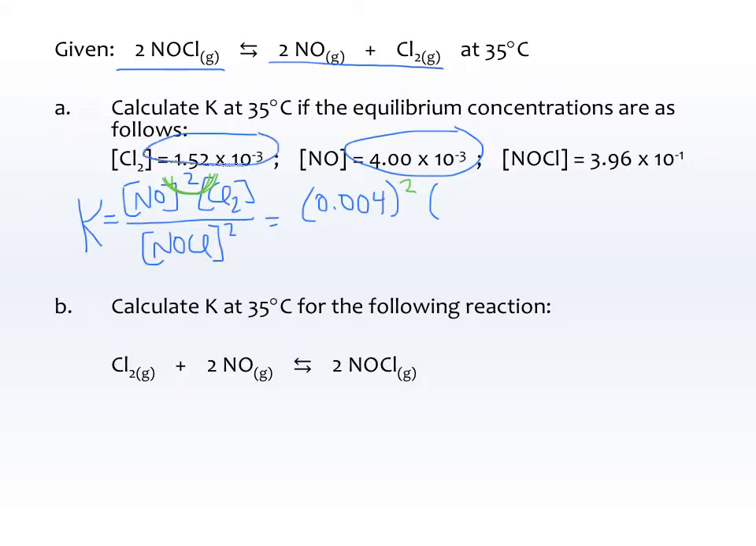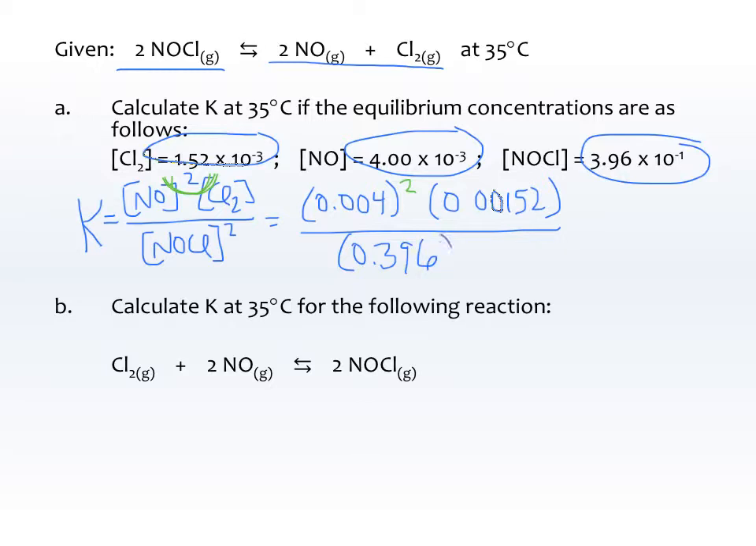1.52 times 10 to the negative 3, 0.00152, and then divided by NOCl squared, 0.396 squared. Don't forget the square. We have a square here, so we need to have a square here. I'm going to even do that in green so we remember and we see it and we know it's there. So then all you got to do is solve.